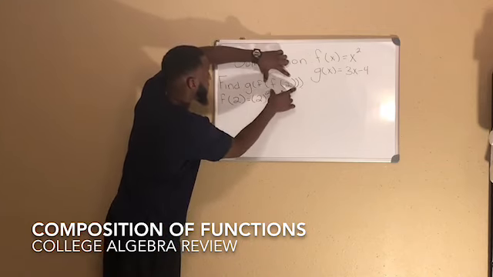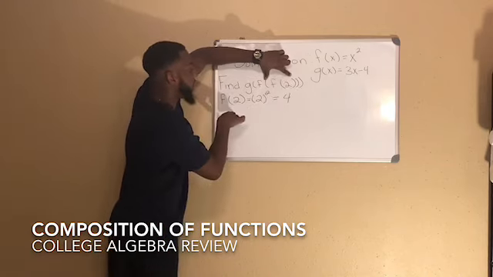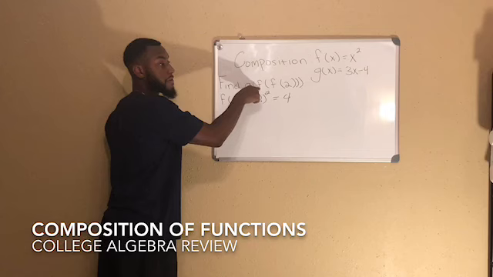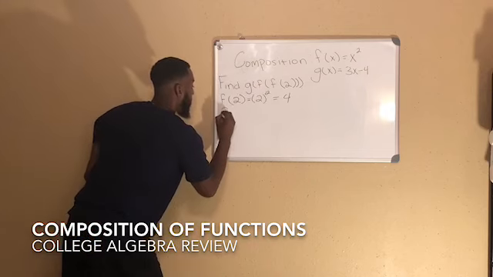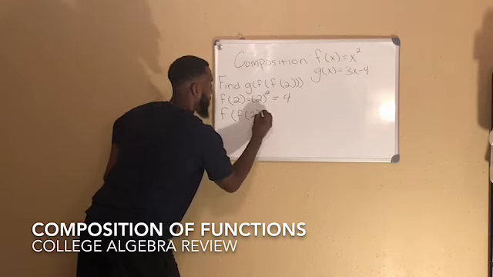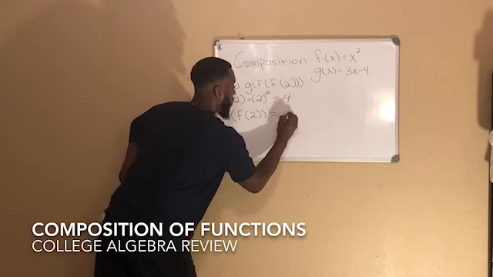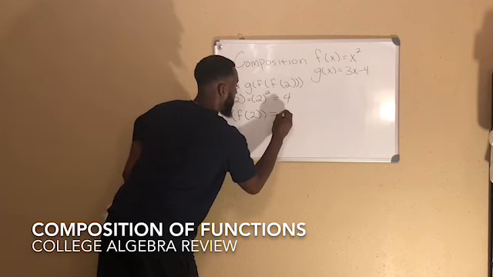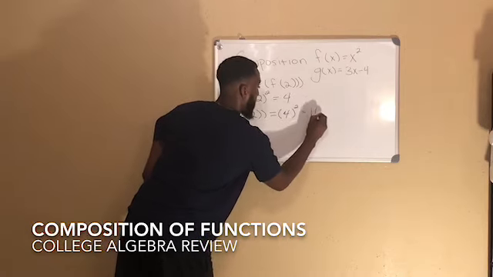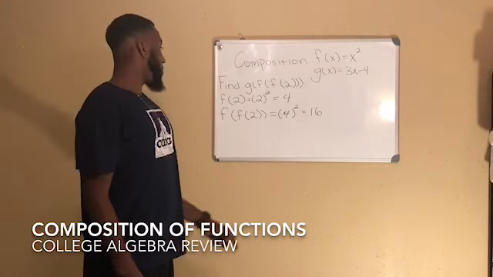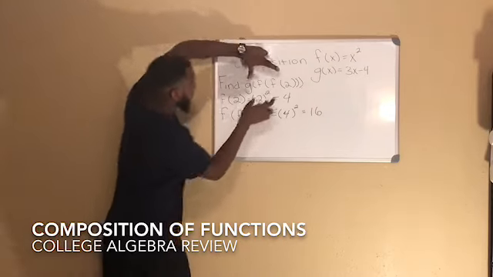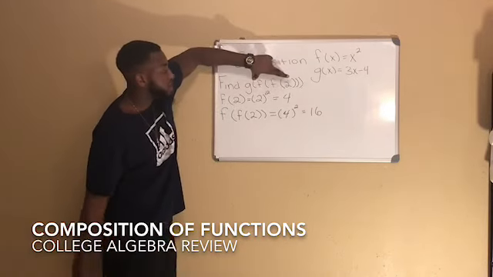So we found that this whole thing here is 4, a number. So now we're going to plug that 4 into another function of x, the f of x. So we have f of 4 equals 4 squared, which equals 16. So we have all of this part of the composition equal to 16.